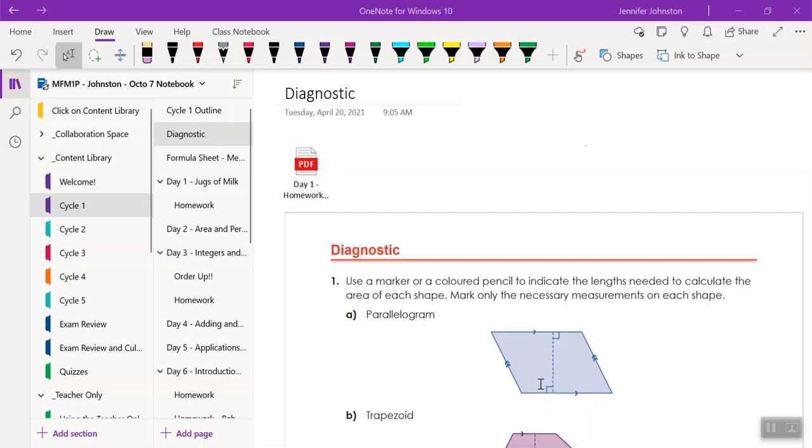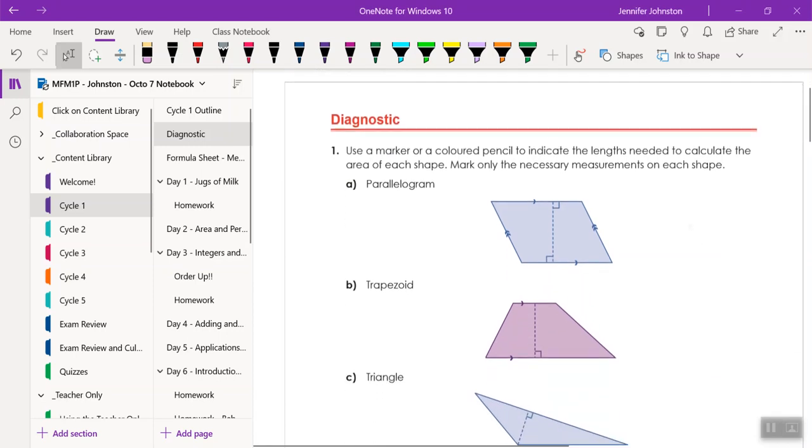Okay, so here is our video on the answers to our diagnostic. So I'm going to be going through them just with you. So our diagnostic, question 1. Use a marker or a colored pencil to indicate the lengths needed to calculate the area of each shape. Mark only the necessary measurements on each shape.